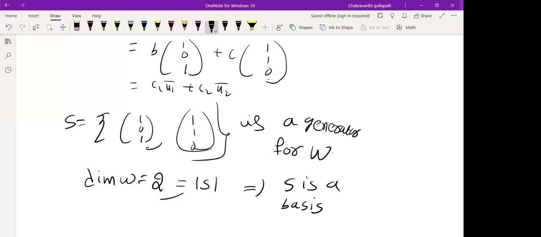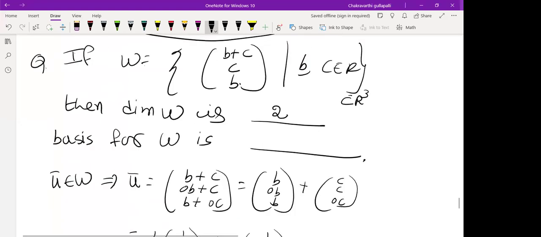by yesterday's shortcut extension theorem. Whenever a generator contains a number of vectors that coincides with the dimension, then it will automatically be a basis. If it is independent it is also a basis. If it is a generator it is also a basis. Yesterday we have discussed. So therefore S is automatically a basis. What is the dimension? 2. This is the basis and the dimension is 2.